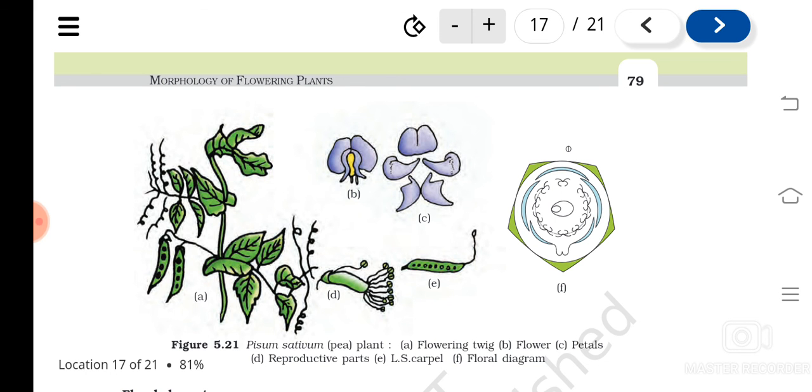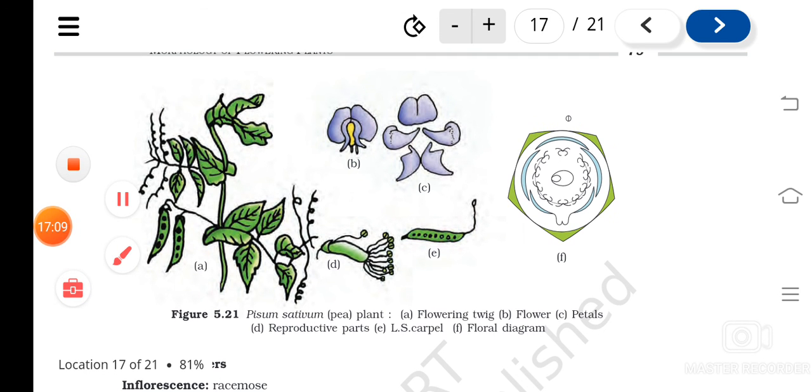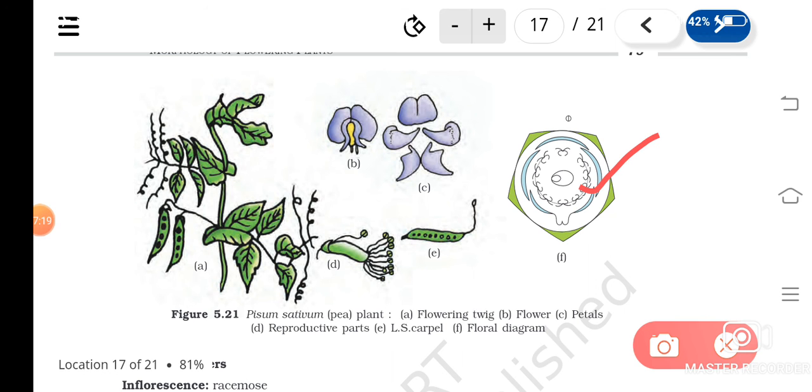So I told you about the sepals and the petals. Next is the androecium. I told you in this family, the androecium shows the diadelphous condition. What is diadelphous? 9 stamens unite to form a single structure, and one will be free. So that is represented in this way: 9 in one line and another one separately.